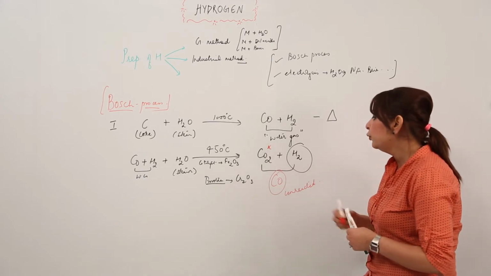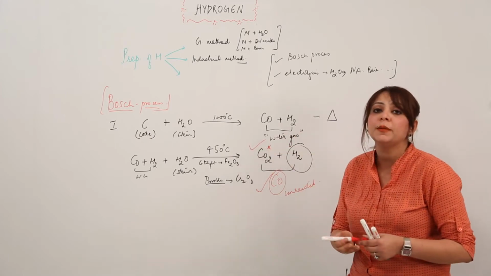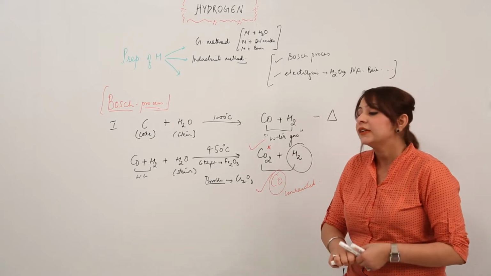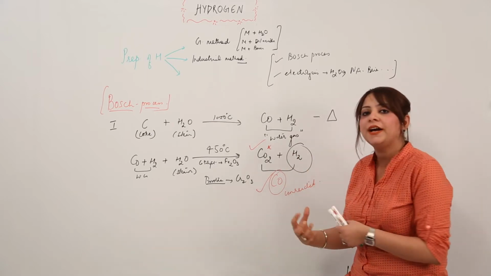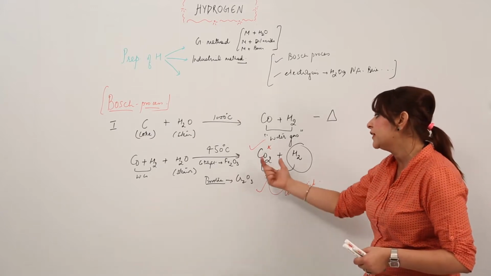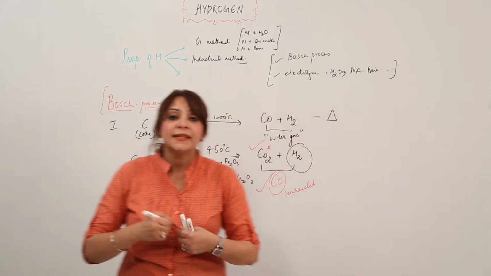So we need to remove the unreacted carbon monoxide and the CO2 from the mixture if we wish to get pure hydrogen, right? So we have the hydrogen, but it is not in a pure form. How are we going to separate the carbon monoxide and the carbon dioxide? We'll be doing that separately.